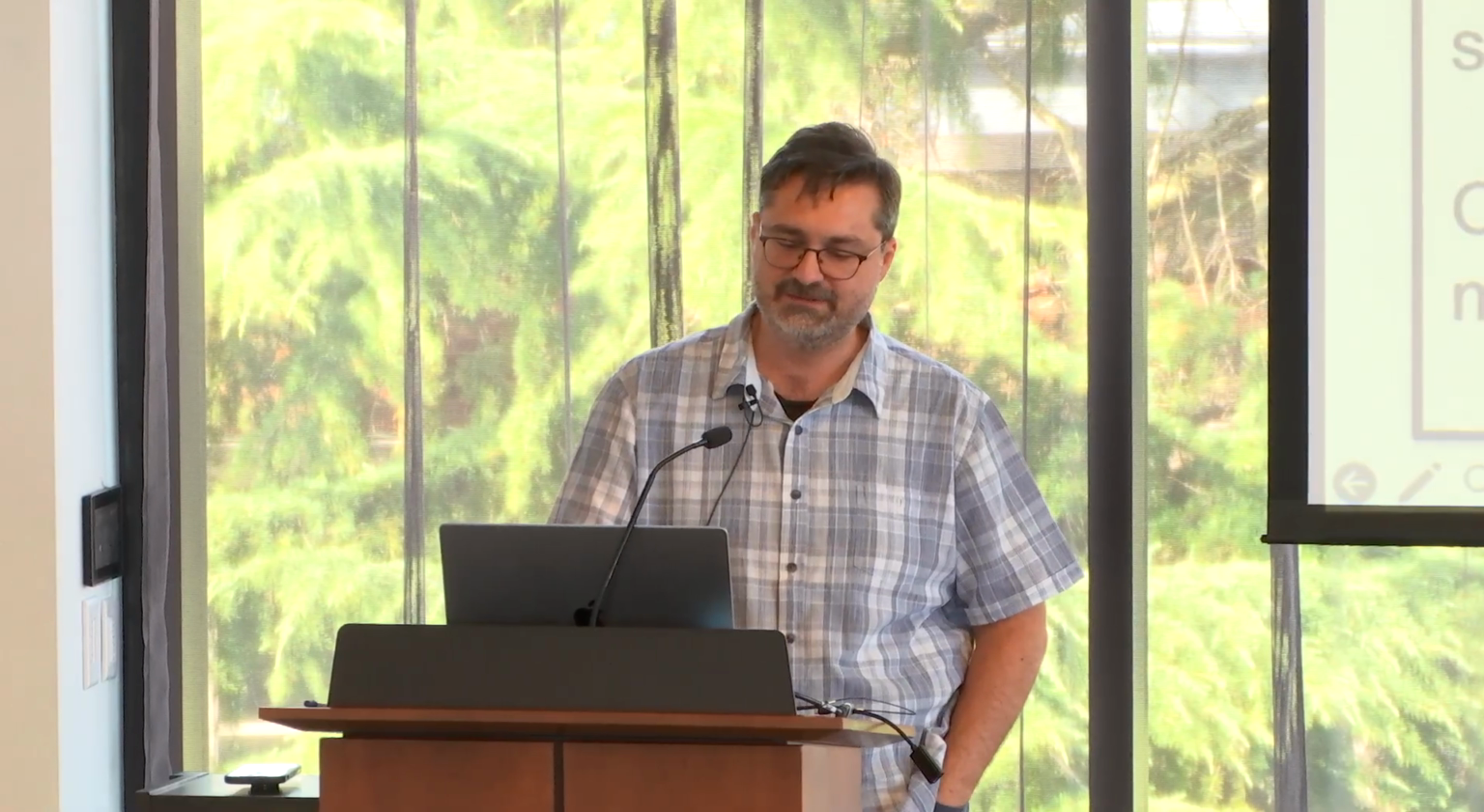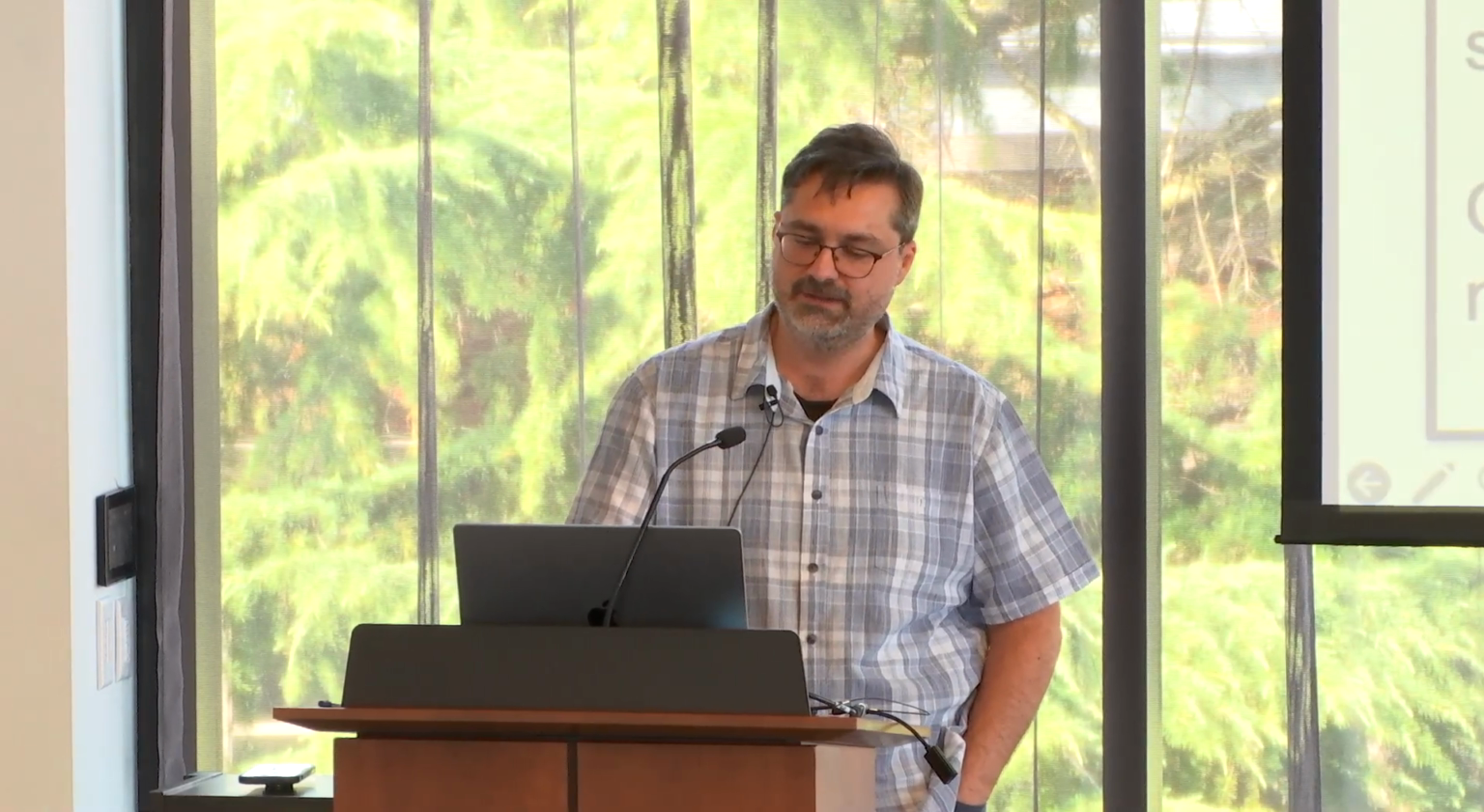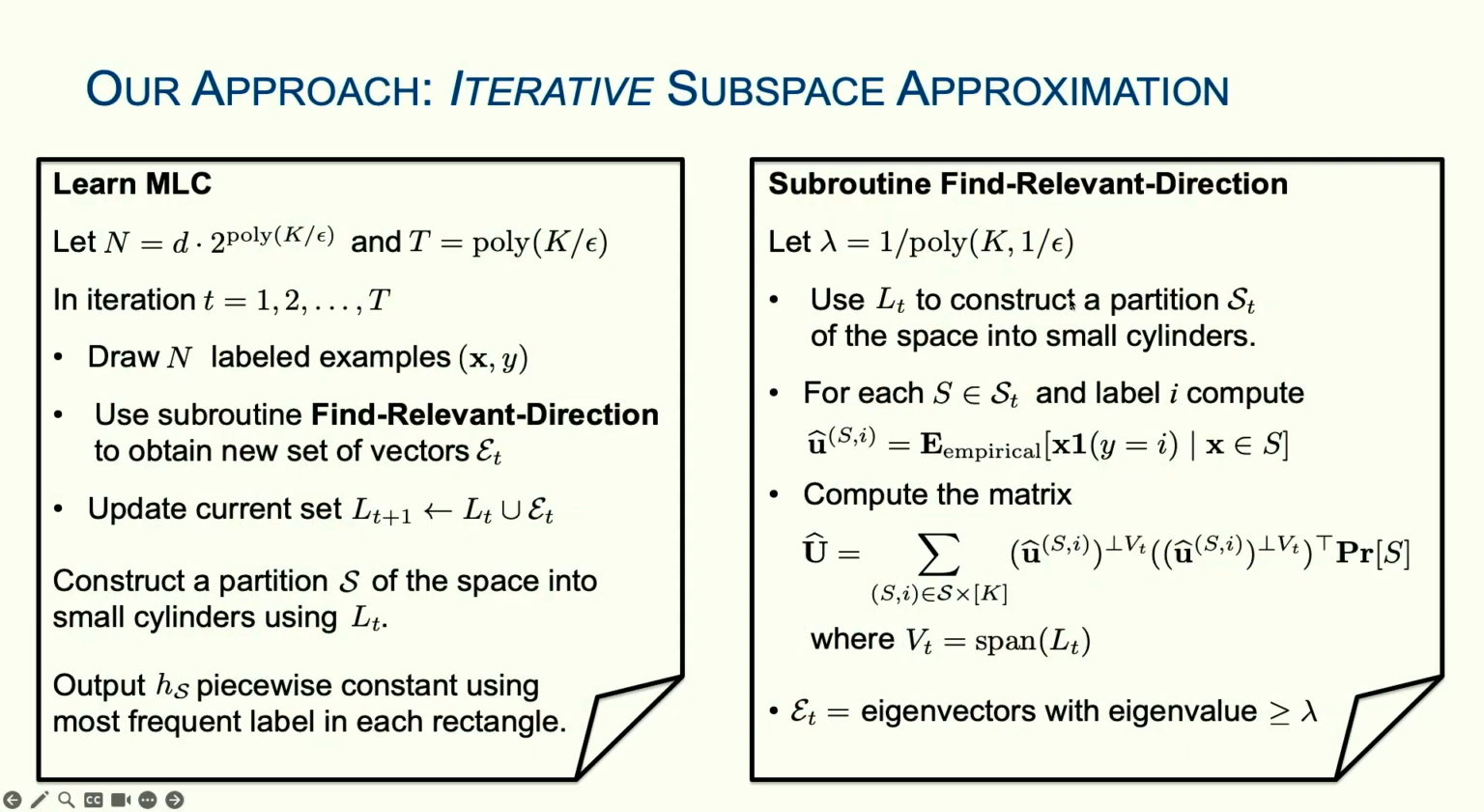So this is the general algorithm, and this is the subroutine that in every iteration adds new vectors. Let me give you some notation. In every iteration, let's say in iteration t, the algorithm keeps a set of unit vectors, and this set of unit vectors is L sub t, okay?